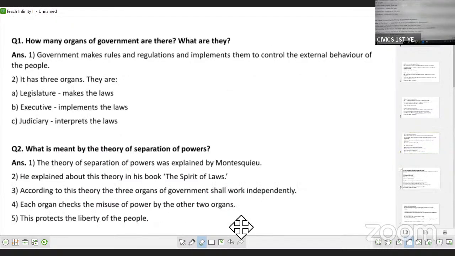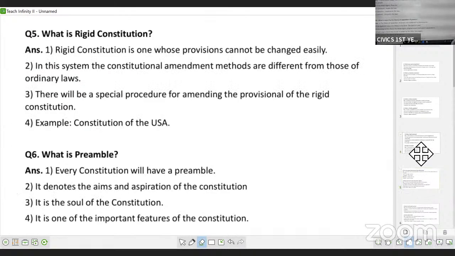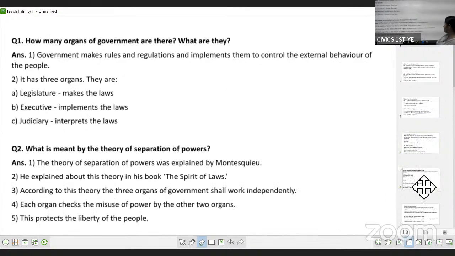Next, coming to your 11th chapter, organs of government. Okay, organs of government, your 11th chapter. So, in your 10th chapter, you have 6 VSAQs. If you are learning these 6, you will be able to answer 2 VSAQs there. Now, organs of government.